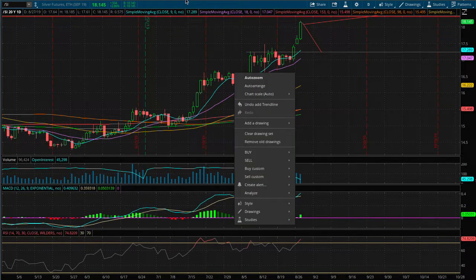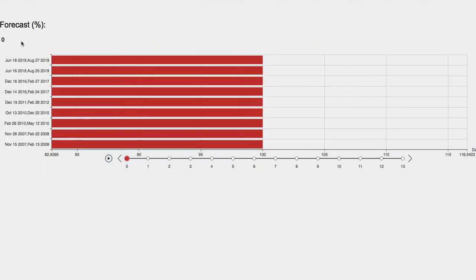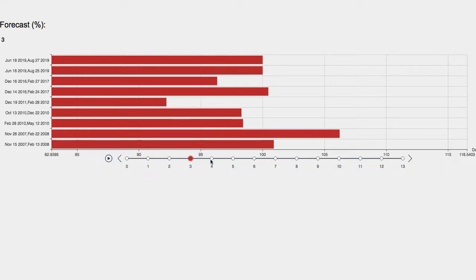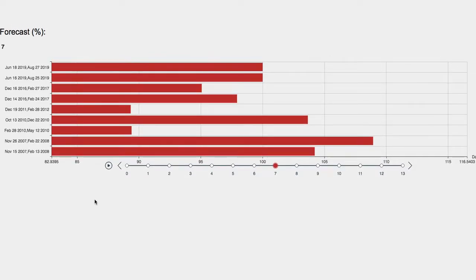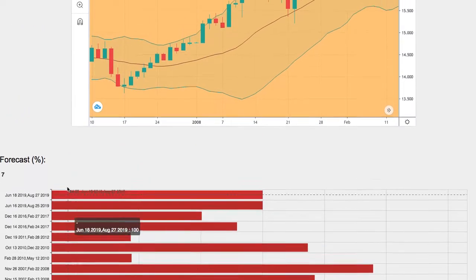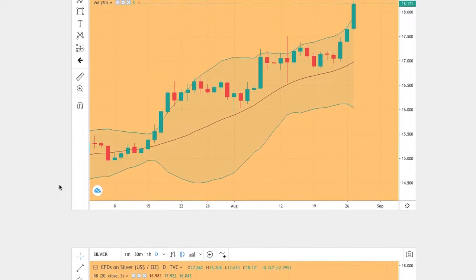So let's head to the forecast model. On here, I'll go day by day, where silver will head to in the next coming days. So we have 1 day out, 2 days out, 3 days out, 4 days out, 5 days out, 6 days out, 7 days out. So which one of these models should we focus on? Ideally, the model that closely relates to the current trend.